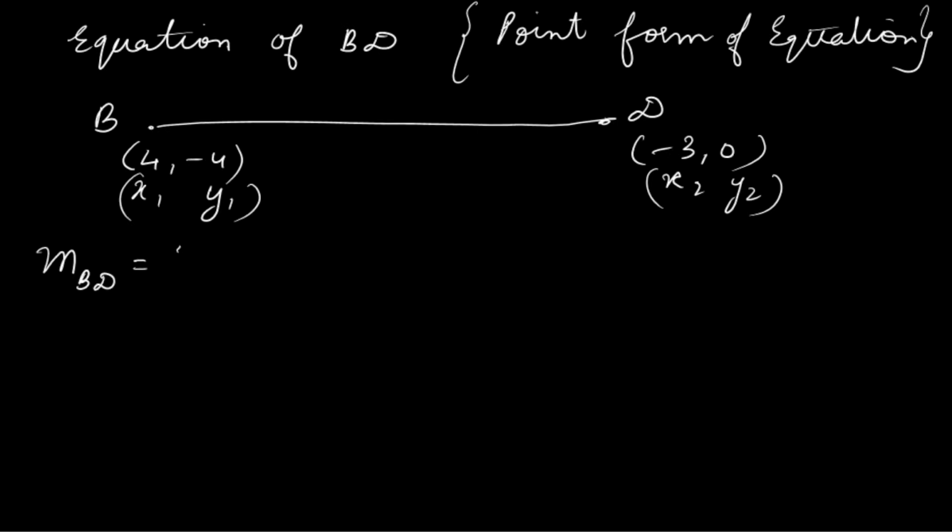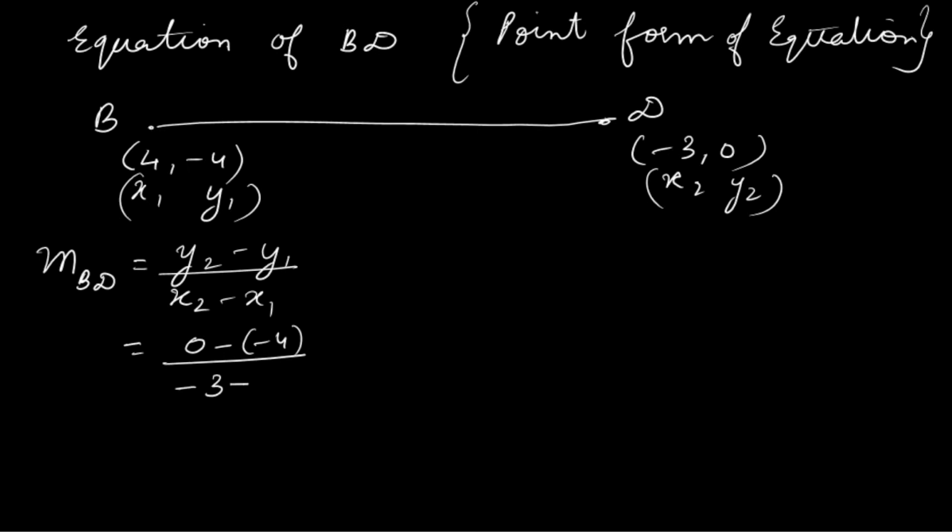Slope of BD is equal to y2 minus y1 by x2 minus x1. Slope formula we know. y2 minus y1, so 0 minus minus 4, by x2 minus x1, minus 3 minus 4. X2 is -3, x1 is 4. What is the value of slope we are getting?